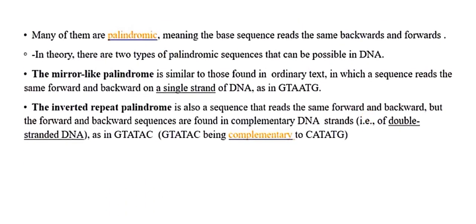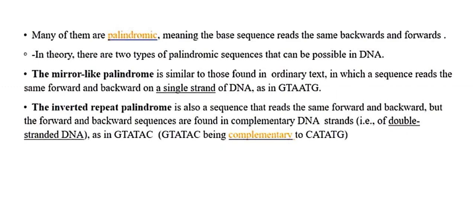Many of them are palindromic, meaning the base sequence reads the same backward and forward. In theory, there are 2 types of palindromic sequences that are possible in DNA. The mirror-like palindrome is similar to those found in ordinary text, in which a sequence reads the same forward and backward on a single strand of DNA, such as GTAATG. Mirror palindrome, mirror-like palindrome. Next, the inverted repeat palindrome.